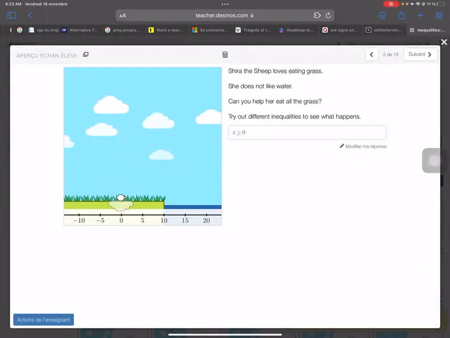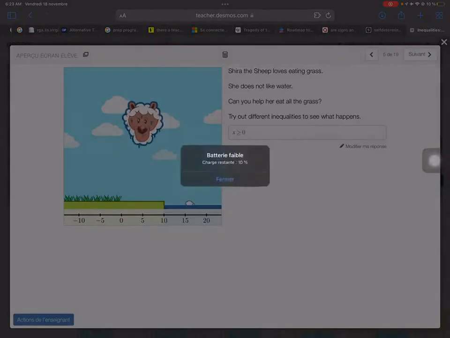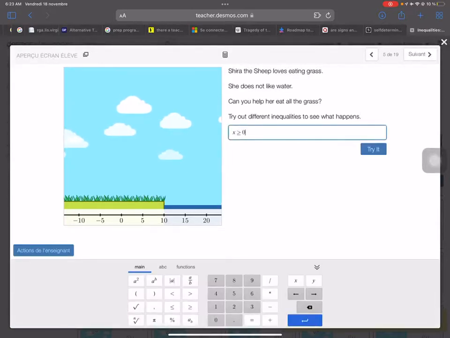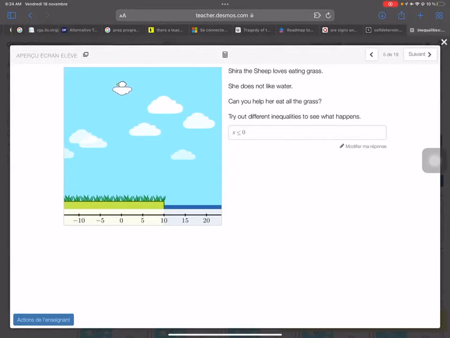If I go ahead and click try it, Shira will go right into the water and she sinks because she can't swim and she gets super upset. So we need to help her eat all of the grass without getting her into the water. So first things first, let's make sure she doesn't get in the water. I'm going to turn around this inequality. So instead of making her go right, instead of the answers being greater than or equal to, let's try the other direction. Let's try less than or equal to.